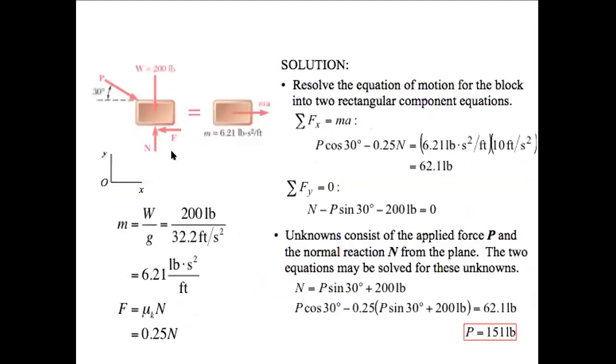Okay, first we draw the free body diagram and the kinetic diagram. In the kinetic diagram, we have the acceleration only in the x-axis. So the acceleration in the y direction is 0. We also have the normal force, friction force, weight, and this is the P.